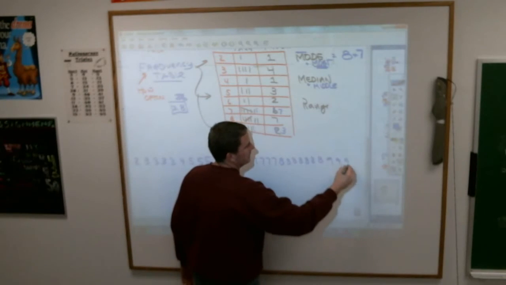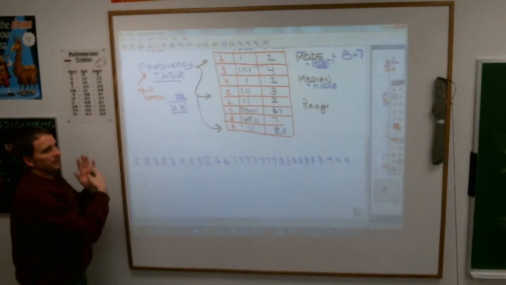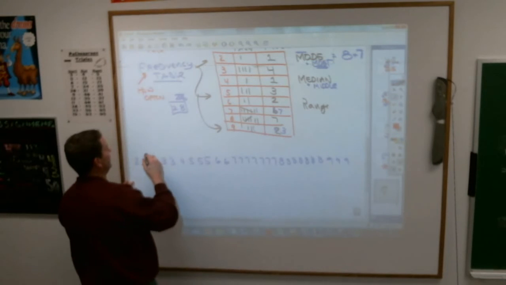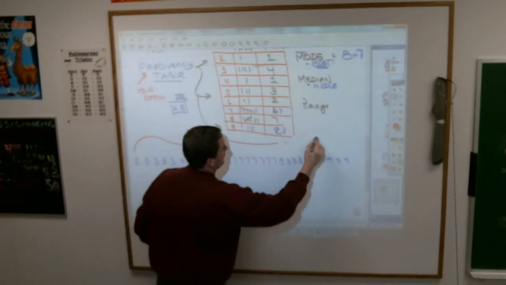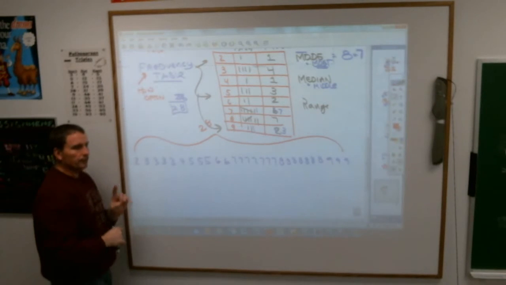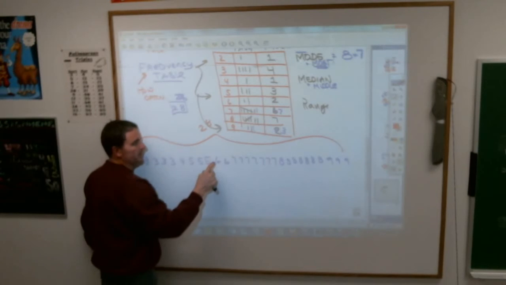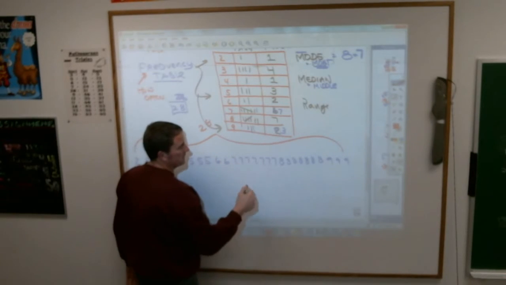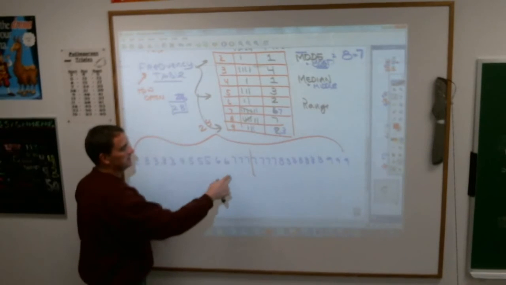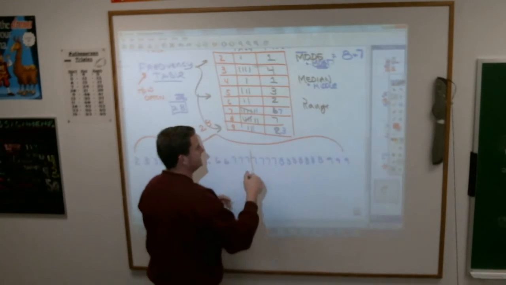9, 9, 9. The median is the number that fits exactly in the middle of all these numbers. So I had a total of 28 numbers here. I count over 14. 1, 2, 3, 4, 5, 6, 7, 8, 9, 10, 11, 12, 13, 14. Here is the middle of 14, because there are 14 numbers here, and there are 14 numbers there. That is the dead center.